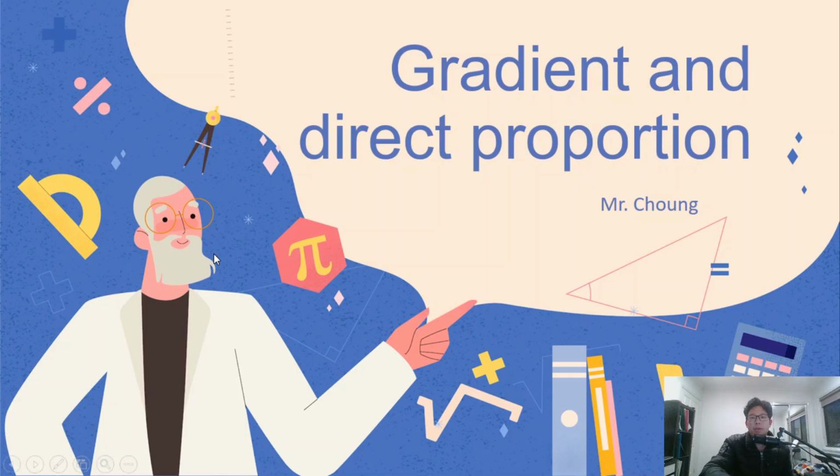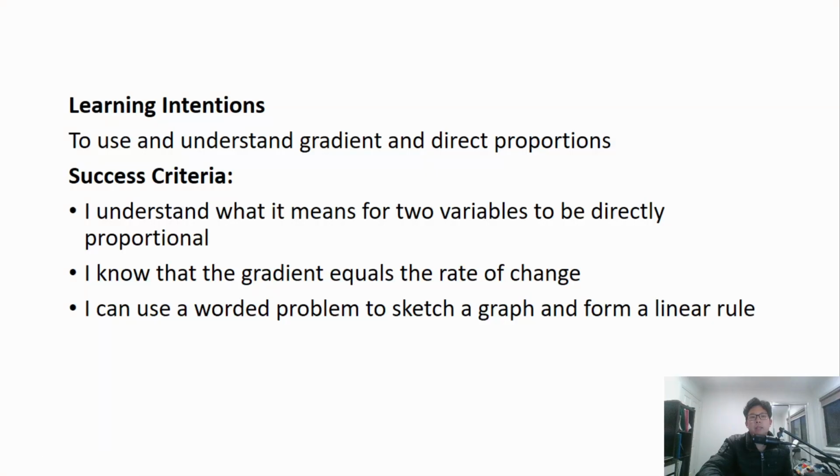This video is about gradient and direct proportion, and how to use and understand them. By the end of this video, we should all understand what it means for two variables to be directly proportional, know that the gradient equals the rate of change, and be able to use a worded problem to sketch a graph and form a linear rule. So let's pause the video here and take a couple of minutes to write these down.